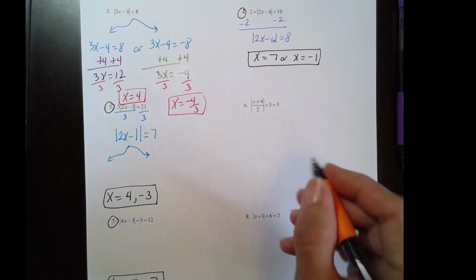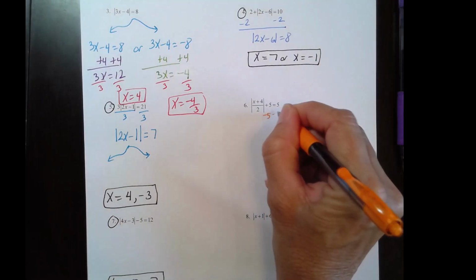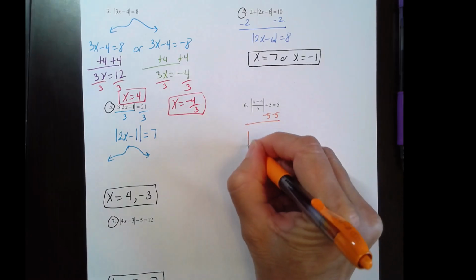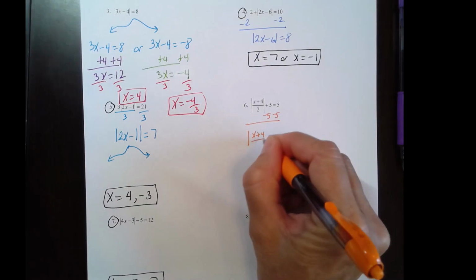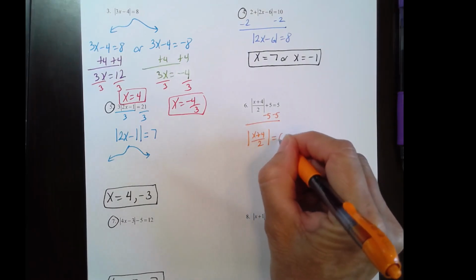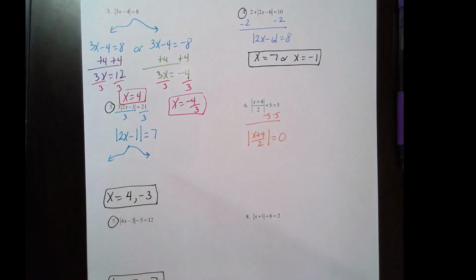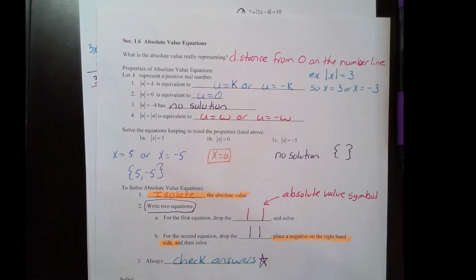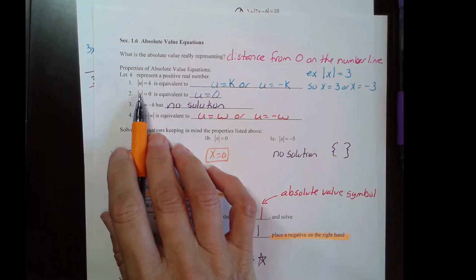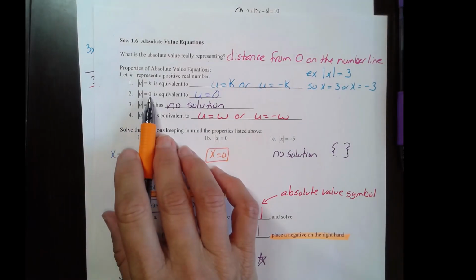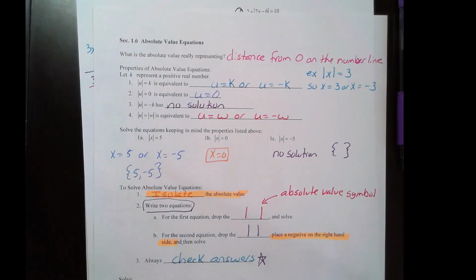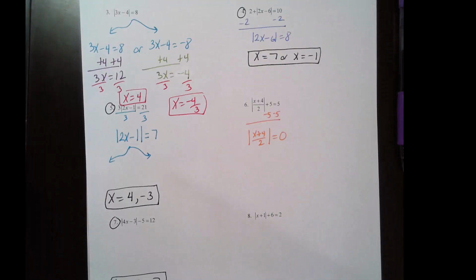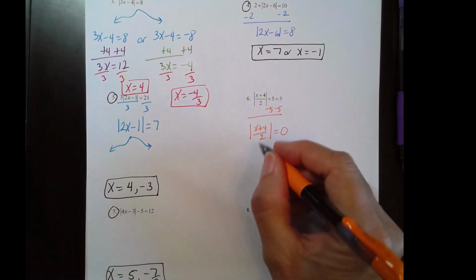First things first, we want to isolate. So subtract over the 5. And when we do so, we get the absolute value of x plus 4 over 2, close the absolute value, equals 0. So this falls under a different property. And that one, looking back at our list, the absolute value of u equaling 0 is equivalent just to u equaling 0. You could break it up into two equations, and one would equal a positive 0, and the other would equal a negative 0. The 0 doesn't have a sign, so we don't have to do that.